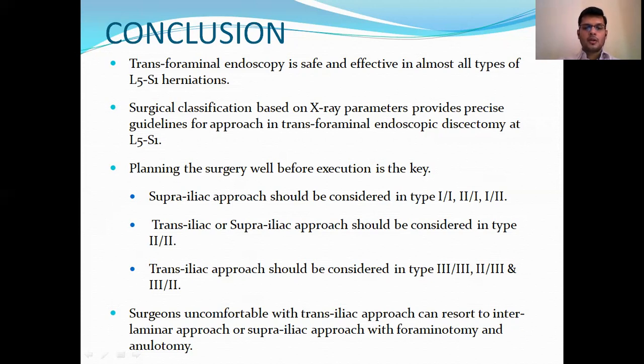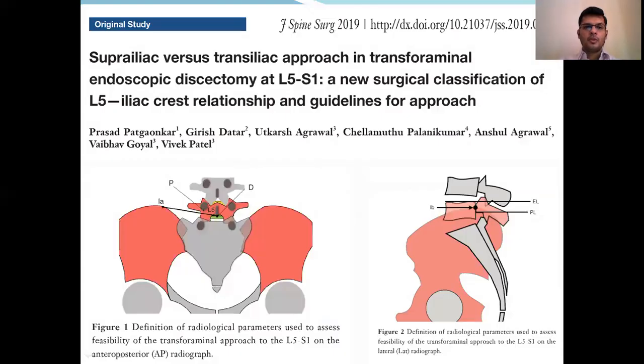Surgeons uncomfortable with transiliac approach can resort to interlaminar approach or suprailiac approach with foraminotomy and annulotomy. Our classification guidelines have already been published in Journal of Spine Surgery in 2019 as an original study.